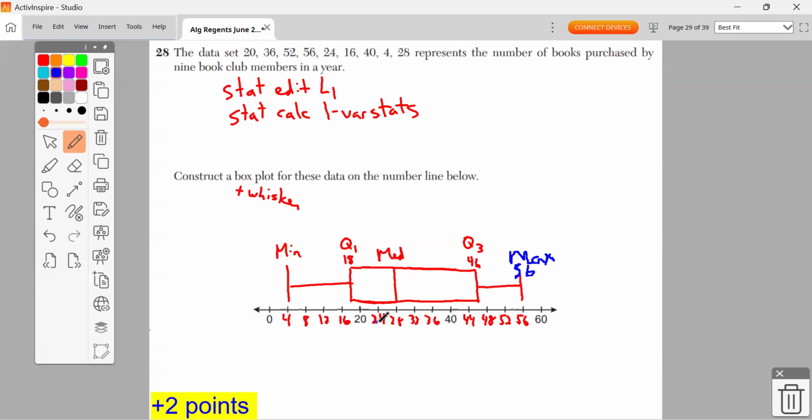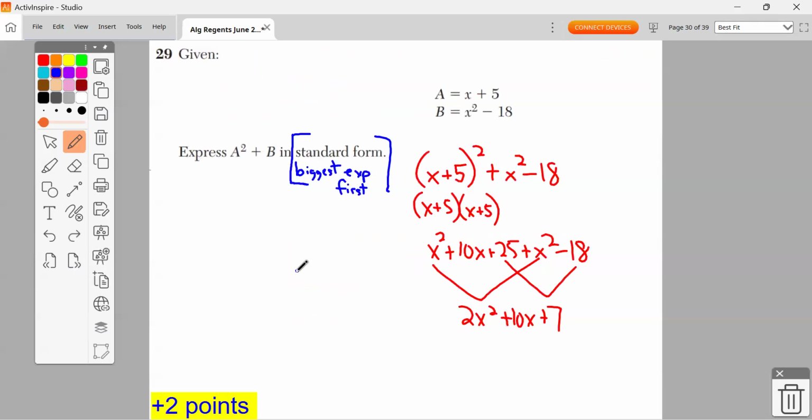I think it's helpful to write in the numbers along the number line, but you don't have to do that. In question number 29, express a squared plus b in standard form. Standard form means your biggest exponent first. So a squared is going to be x plus 5 squared. That's x plus 5 times x plus 5.